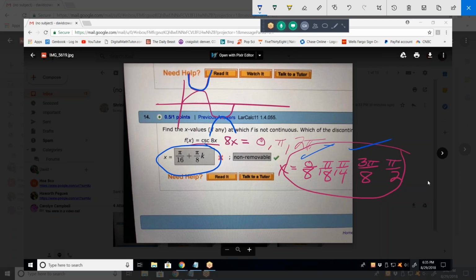Yes. Pi over 8k covers this one when k is 0, covers that one when k is 1, covers that one when k is 2, covers that one when k is 3, and so forth and so on. So, yeah, that's the correct answer. Pi over 8k. Okay.